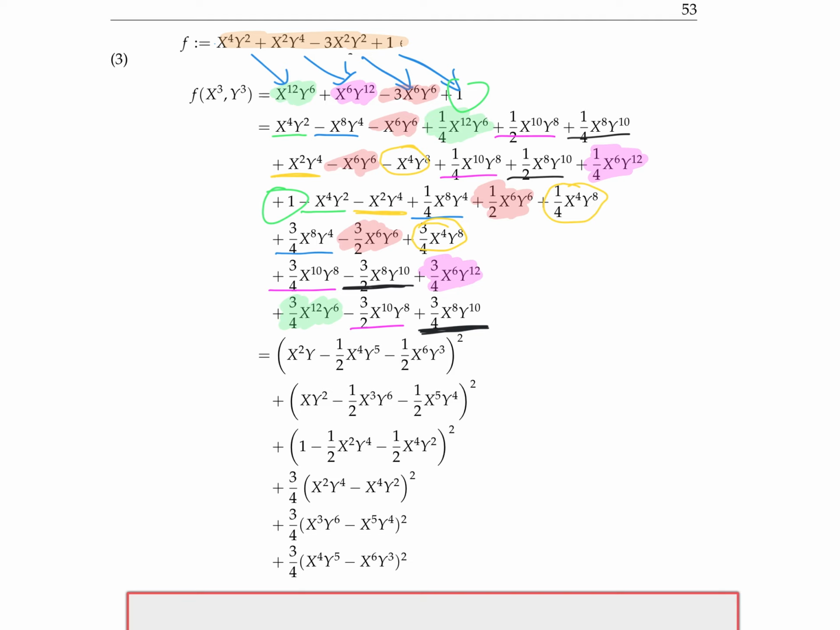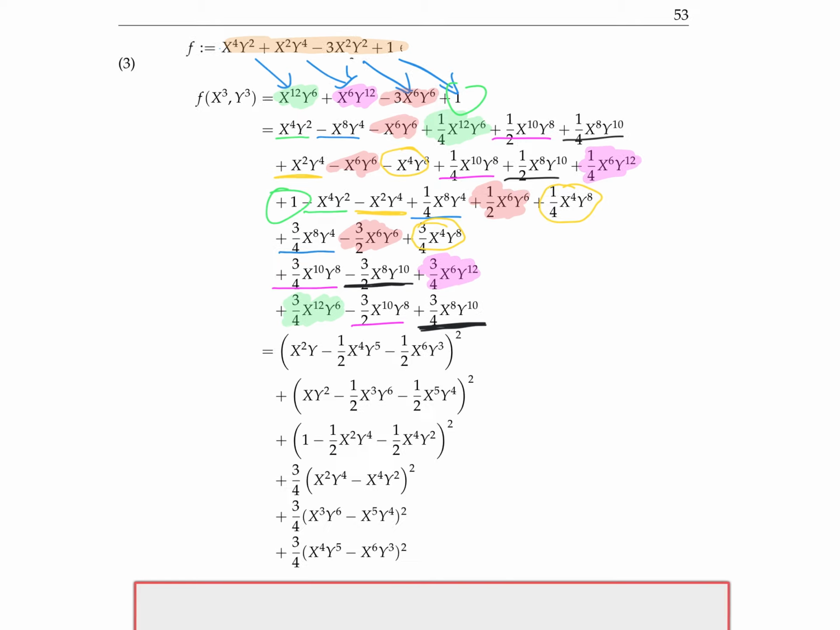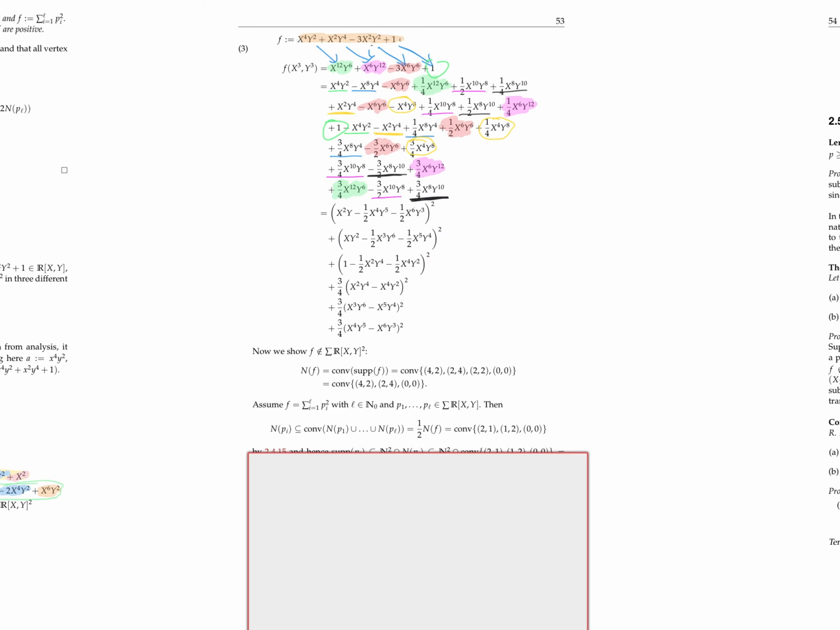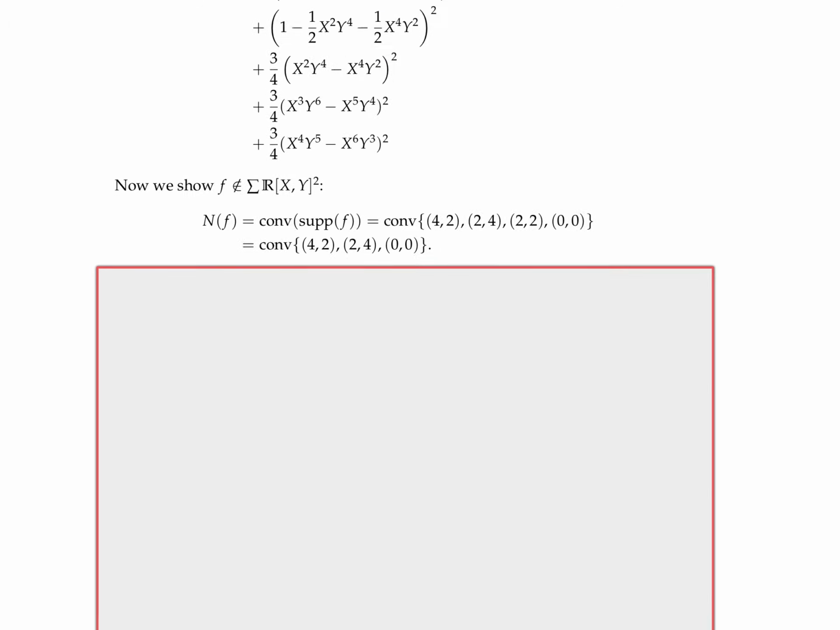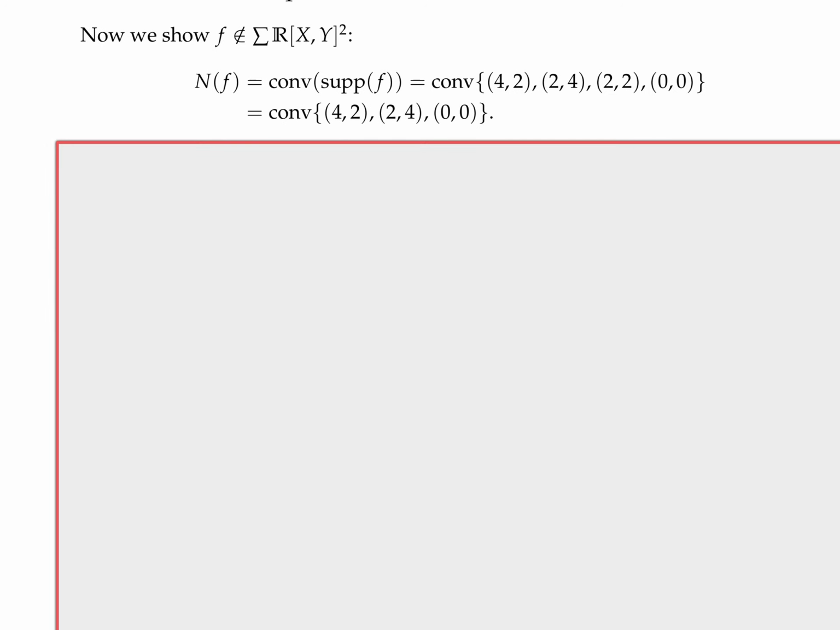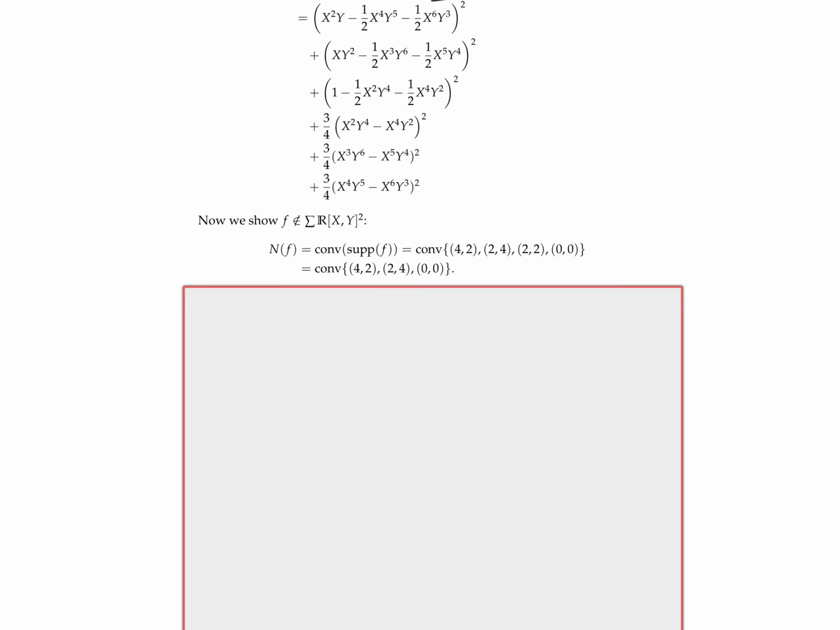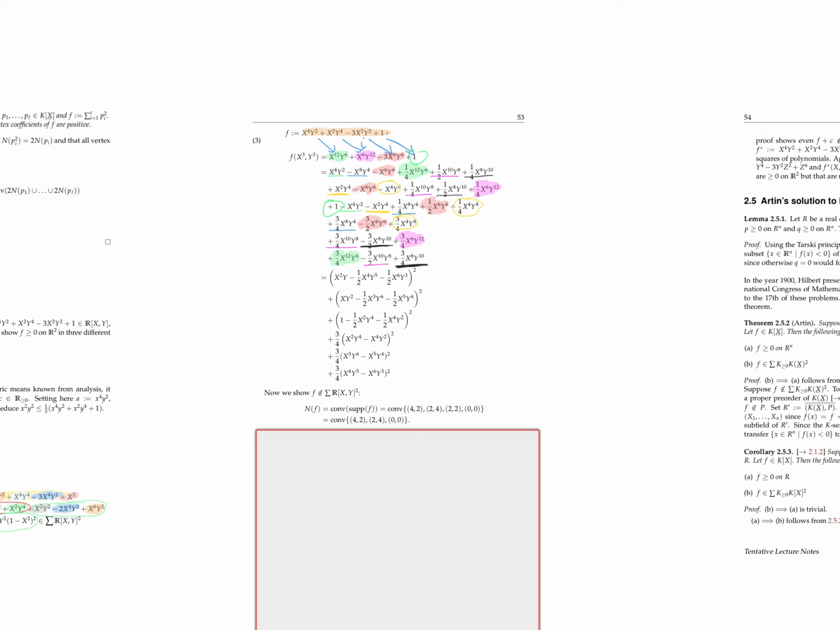I think you can do it yourself, right? Now we show it's non-negative, and we have seen 3 different proofs. So the Motzkin polynomial is non-negative, and we have seen 3 different proofs. Now let's see that it is not the sum of squares of polynomials.